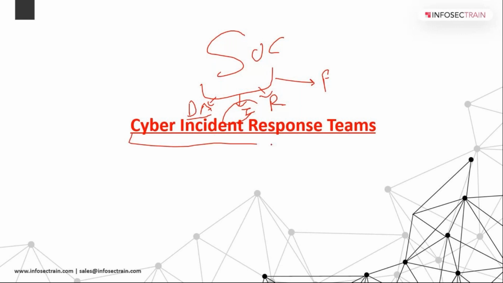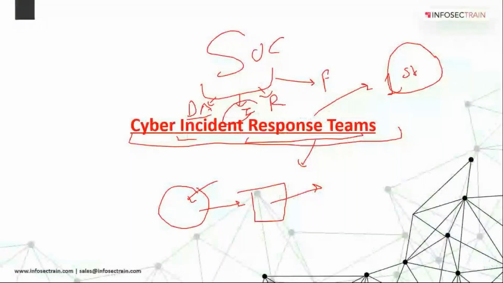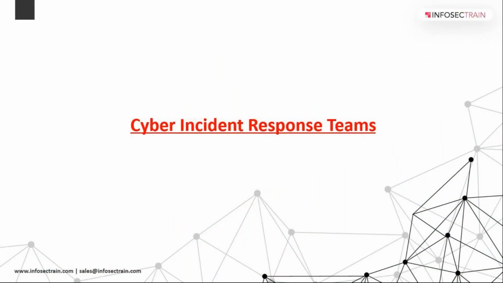So what is this cyber incident response team? Let's talk about them. This response team is the team inside an organization that is going to handle the incident. If there's a virus attack, they are going to contain it and get rid of it. That comes under the incident response team. This is the first responder. When an attack happens, they are the first to interact and get rid of that particular virus.